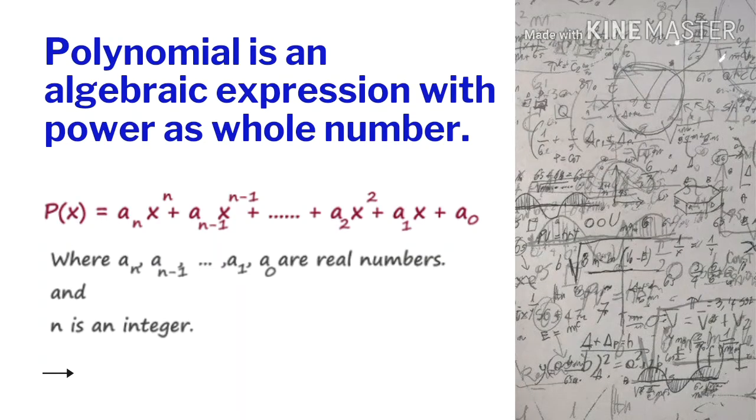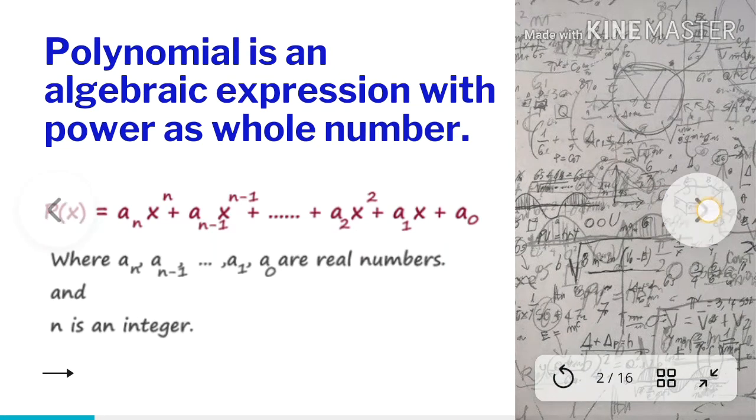Polynomial is an algebraic expression with the power as a rational number. However, a polynomial is an algebraic expression in which the power of any variable is a whole number. You can see the general form given in the slide as p(x) = a_n x^n + a_(n-1) x^(n-1) + ... + a_2 x^2 + a_1 x + a_0, where all these a's or coefficients are real numbers and n is an integer.